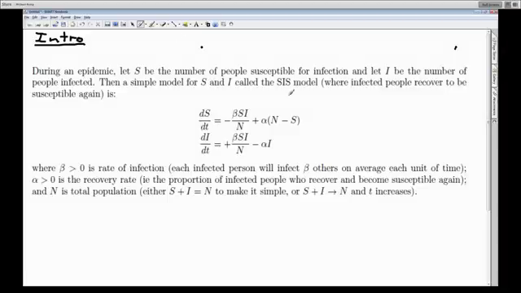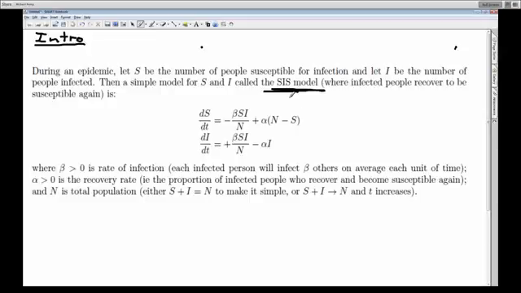This one is called the SIS model. This is a way of modeling how an infectious disease spreads in a population. S is for susceptible, so people who can get the infection, I is for infected. And why it's called SIS is because if people get infected and then recover, they go back to susceptible again. So it's a simple model.